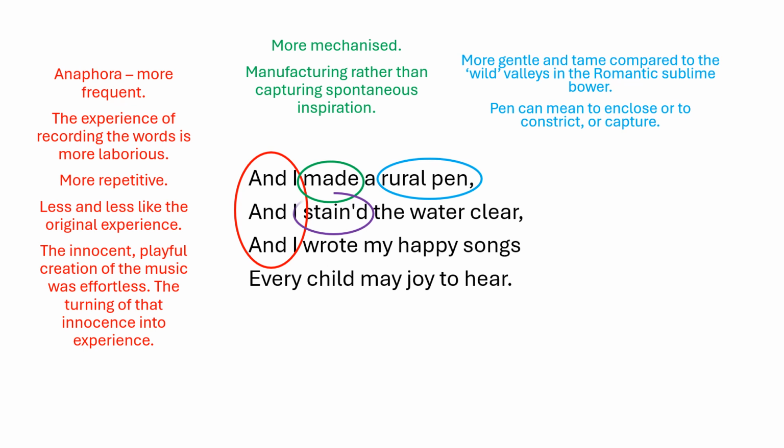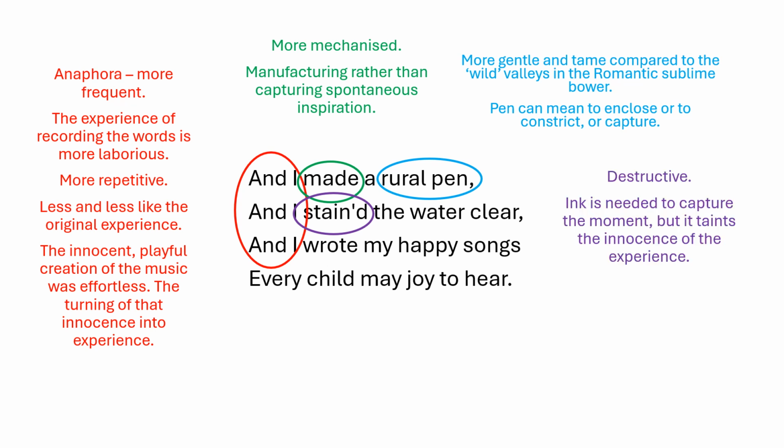"And I stained the water clear." You can see that the lexical set at this end of the poem is very different to the wild lexical set at the beginning of the poem. Stained means to tarnish in some way. If you stain clear water, it's destructive. Now, ink is needed to capture the moment. It definitely is. Without ink, you can't write a poem. But it also taints the experience.